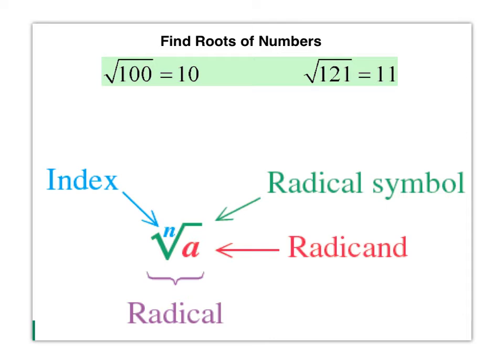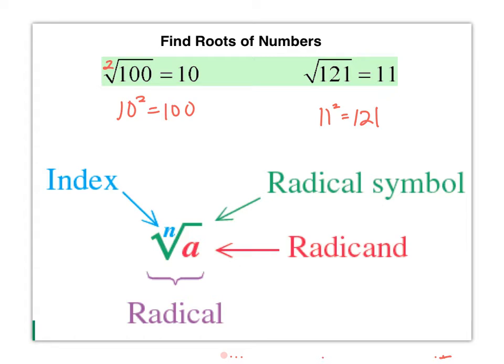We know that the square root of 100 is equal to 10 because 10 squared is equal to 100. And we know the square root of 121 is equal to 11 because 11 squared is equal to 121. When you see a radical written in this way without any number in this index location, we know automatically that the index is 2. We just don't write the 2 as an abbreviation.